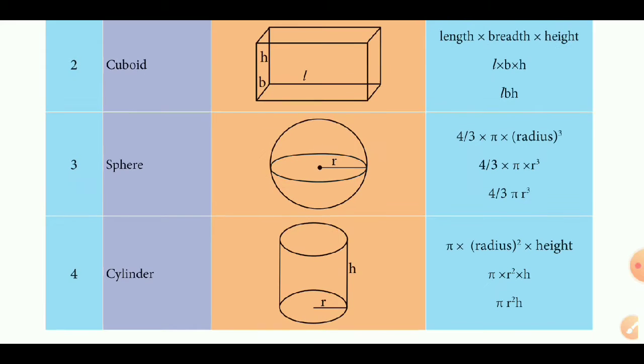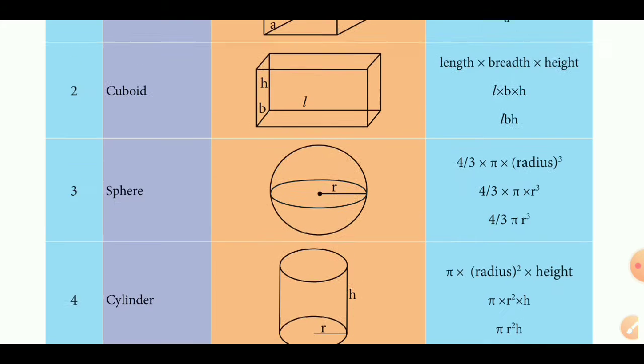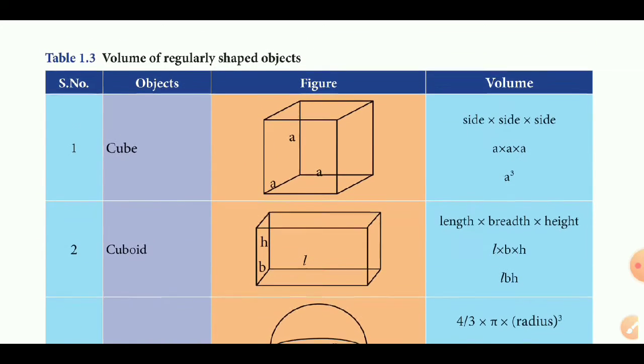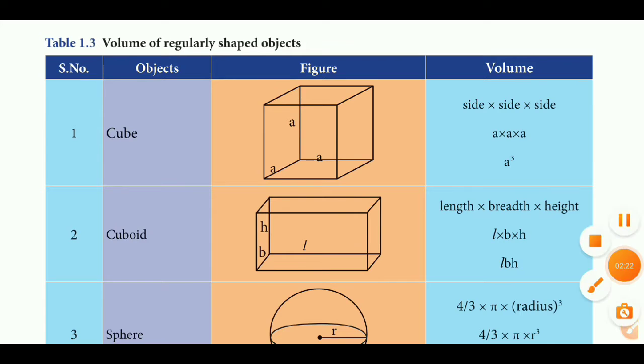Another one is cylinder. Volume of the cylinder is pi into radius power 2 into height. Therefore pi into R square into H, that is pi R square H. Okay students, these are the volumes of regularly shaped objects.